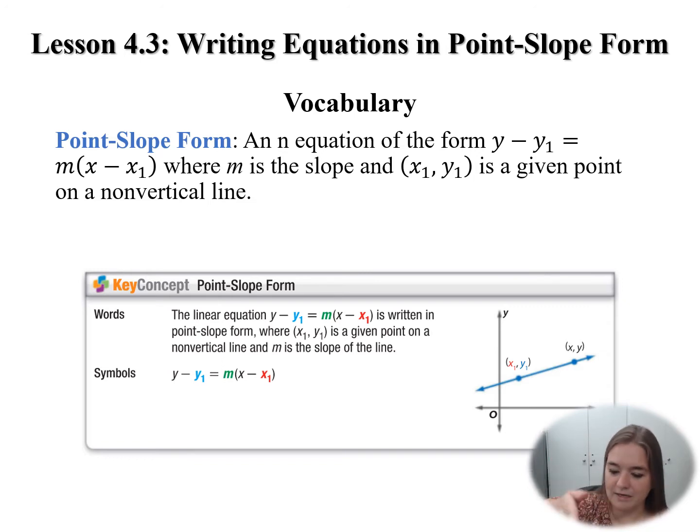When we have a vertical line, we talked about this before, the equation looks like x equals a number, so it's a different form and it's not a function. We're talking about point-slope form, so we're talking about those slanted lines, diagonal lines, or horizontal.